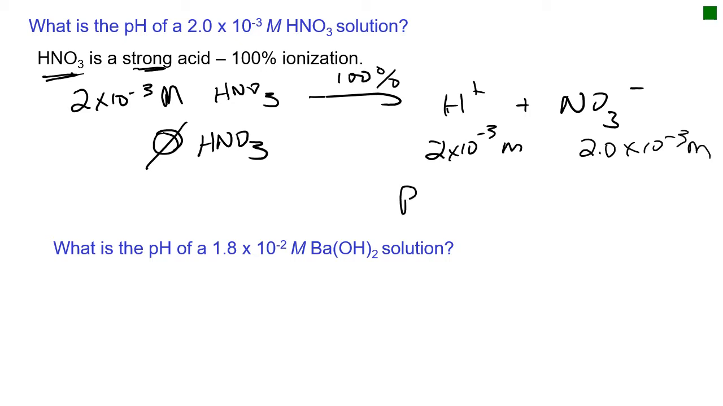We know that pH, by definition, is the minus base 10 log of the concentration of H+, which is 2 times 10 to the minus 3. And if you plug that straight into your calculator, you're going to get a pH of 2.70.